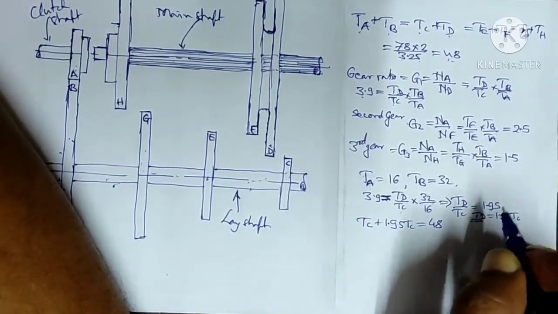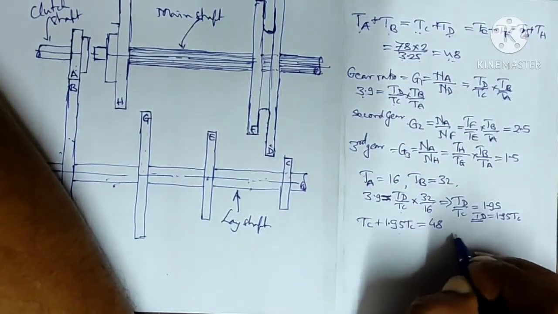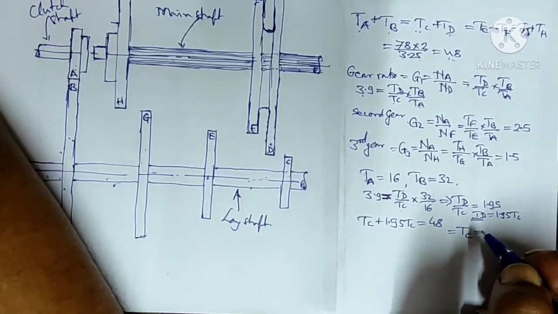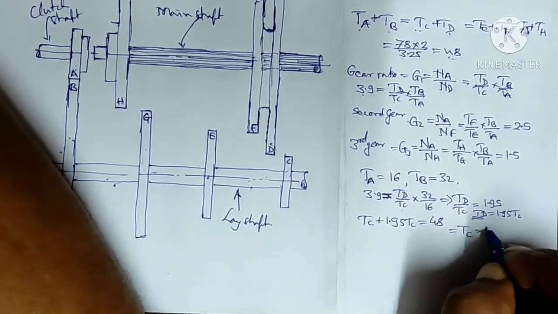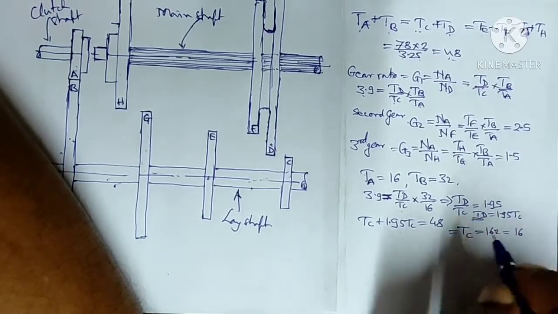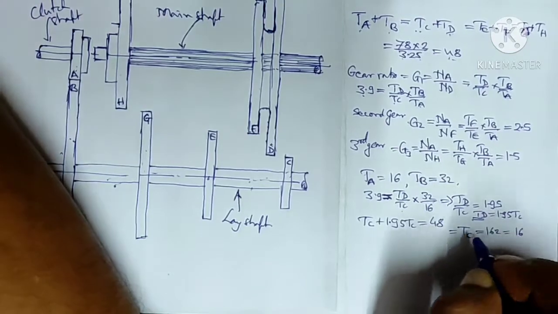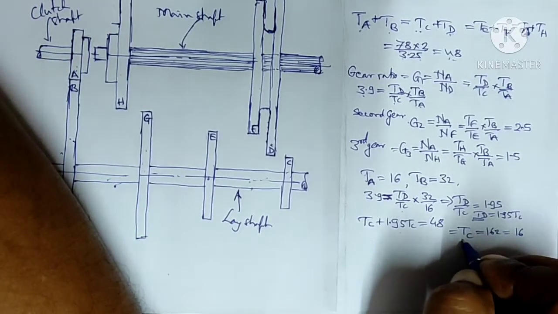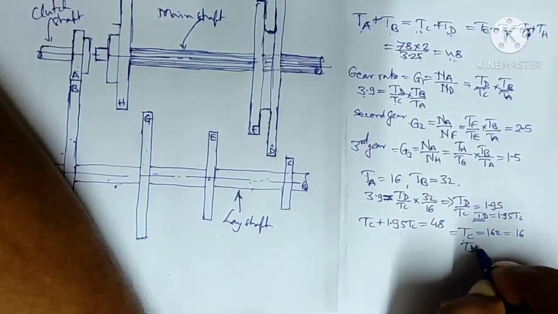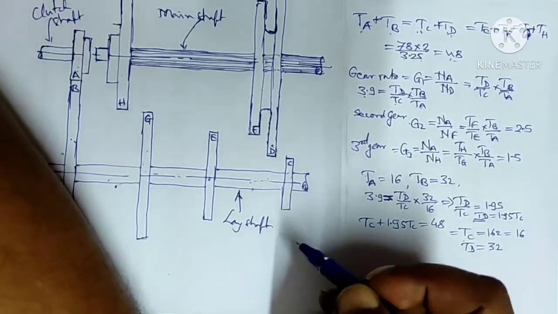So substituting this TD in the equation TC plus TD equals 48, you will get TC equals 16.2, say it is 16, because gear teeth cannot be in fractions, so say it is 16. So if we say TC equals 16, and TC plus TD equals 48, TD will be equal to 32. That is the second two gears we got.